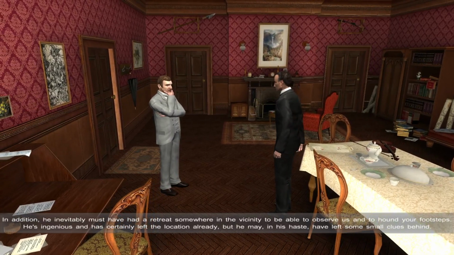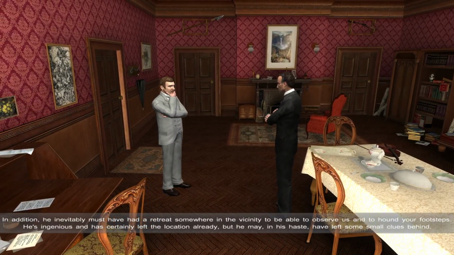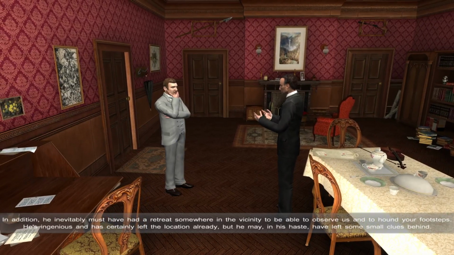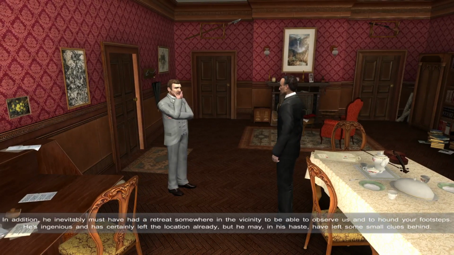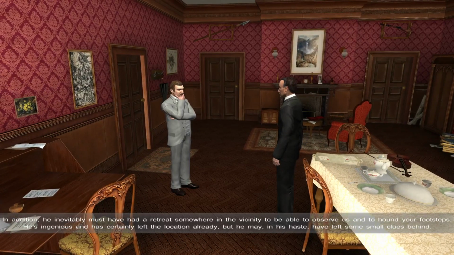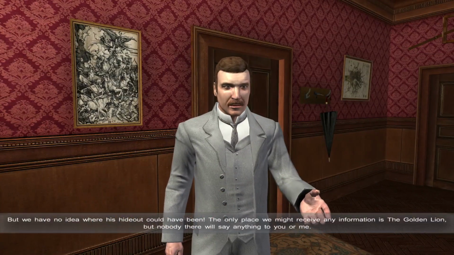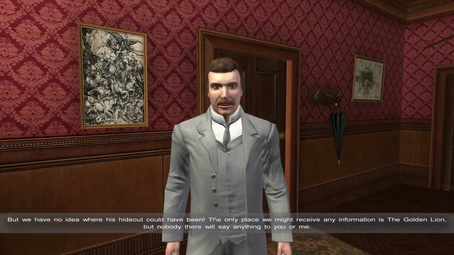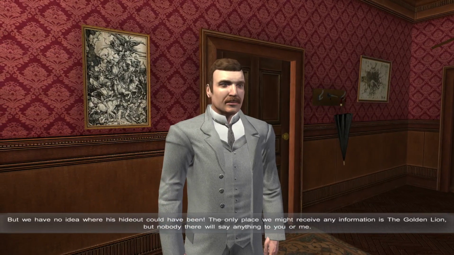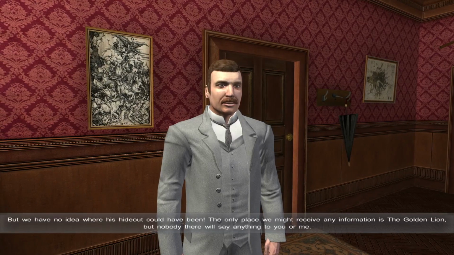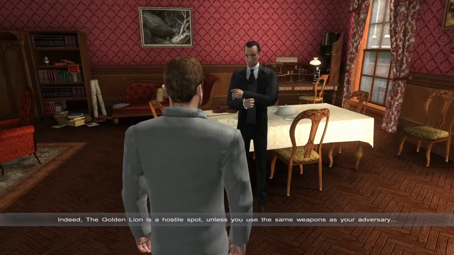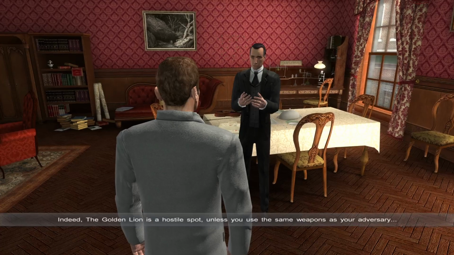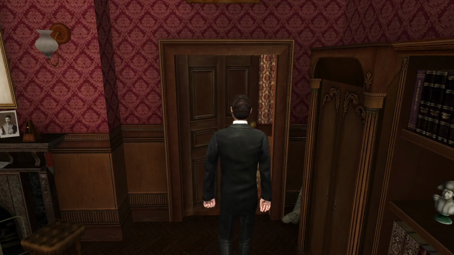To be able to observe that, and to sense, yes, footsteps. He's ingenious and has certainly left the location already, but he may, in his haste, have left some small clues behind. But we have no idea where his hideout could have been. The only place we might receive any information is the Golden Lion, but nobody there will say anything. Is it time for a disguise? Indeed, the Golden Lion is a hostile spot, unless you use the same weapons as your adversary.